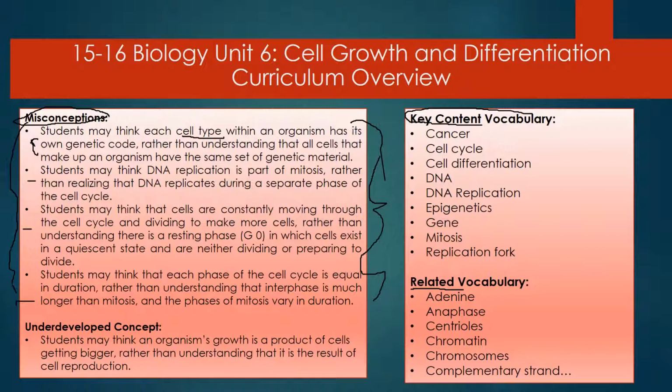Now, key content vocabulary: we have cancer, cell cycle, cell differentiation, DNA replication, epigenetics, gene, mitosis, replication, sort. Those are key content vocabulary terms. We want to make sure we're always using those and spiraling those in throughout the lesson. Some of these words they have seen before from 7th grade, so we want to make sure we're throwing those words back in and having them give us the words and their definition of what they think it means, put into their own words. So we have tons and tons of vocabulary and different ways that you can use this information.